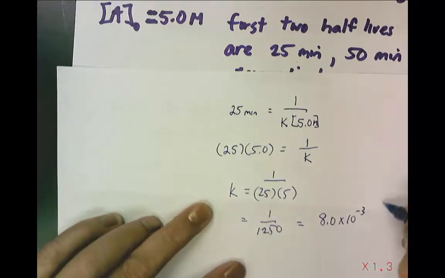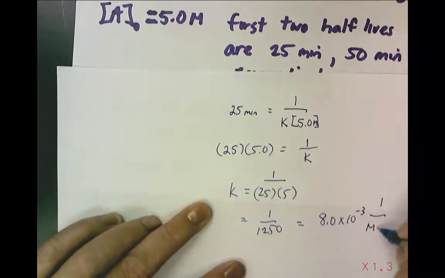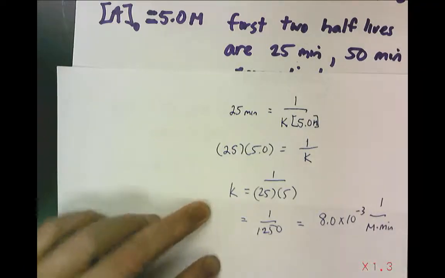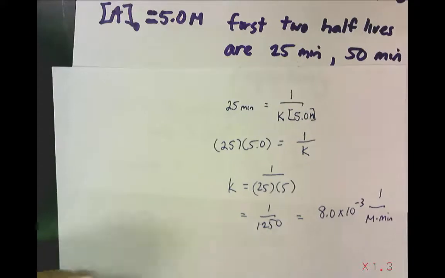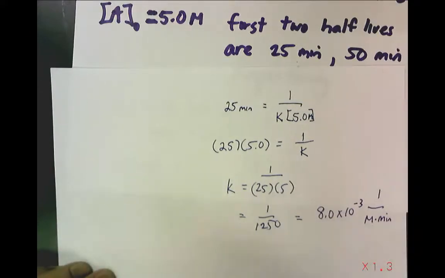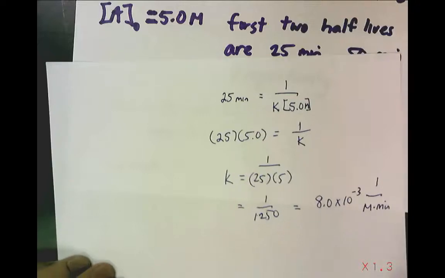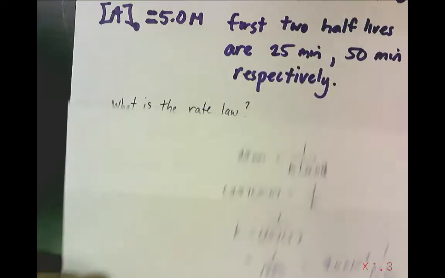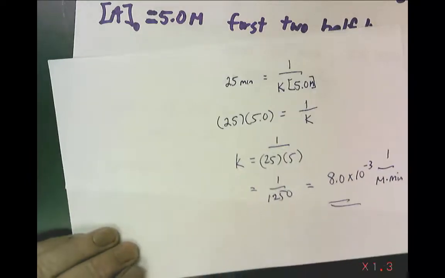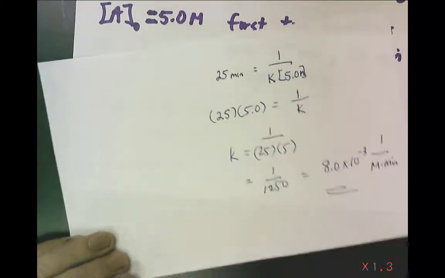And then because it's second order, that's going to be our units, so that one of the molarities cancels out. So remember, we always want our rate to be molarity per second. All right, so that was B, calculating K, and then C says calculate A at time 525.